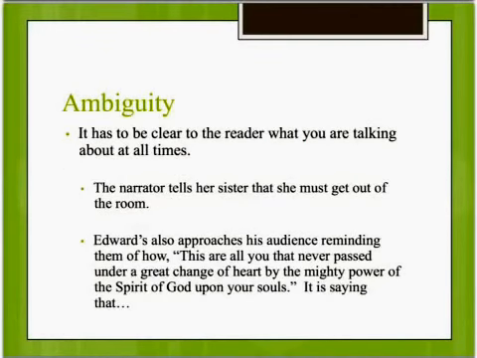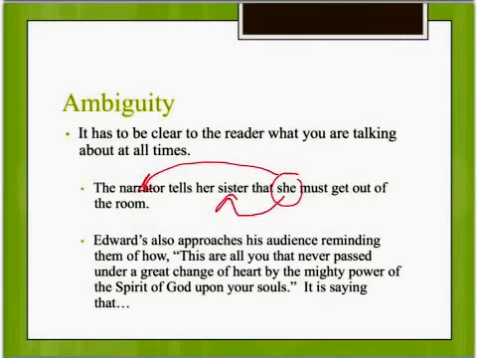Another thing you want to keep in mind that we've had some problems with is ambiguity. The reader has to know what you're talking about at all times. The reader should never have a question about what you're talking about. So if you look at the first example here, the narrator tells her sister that she must get out of the room. We don't know who she is. Is it the sister that has to get out, or is it the narrator? It's unclear. It's ambiguous. So that would need to be addressed.